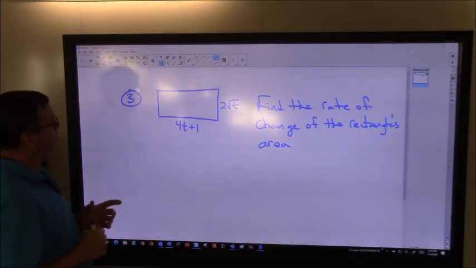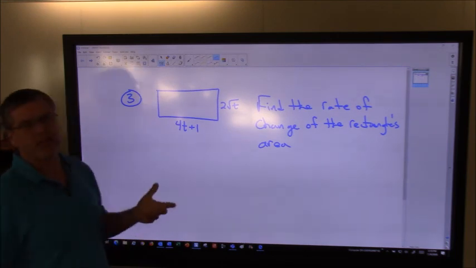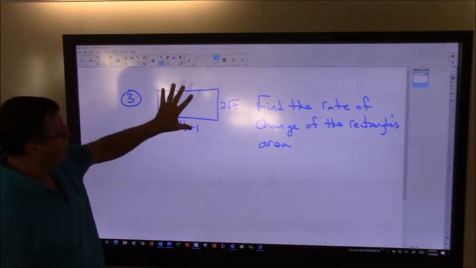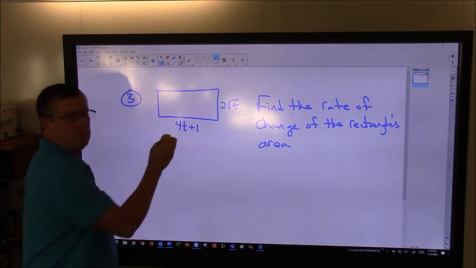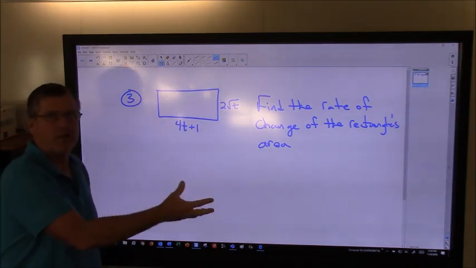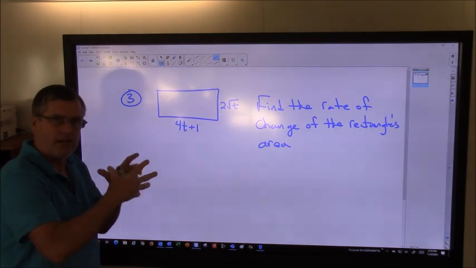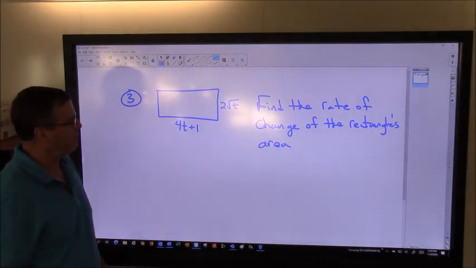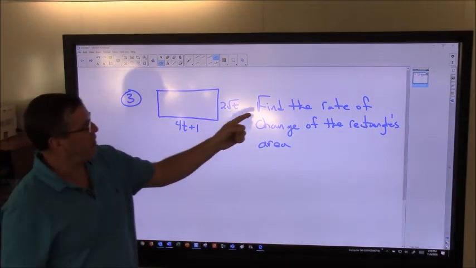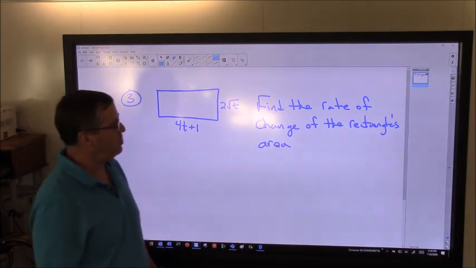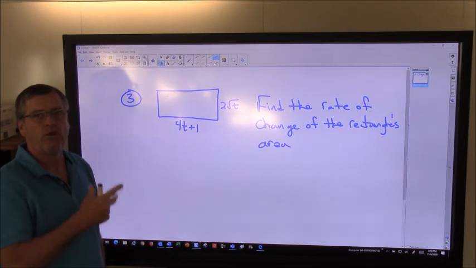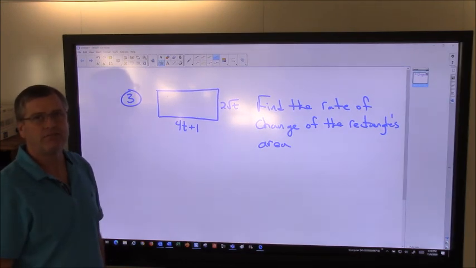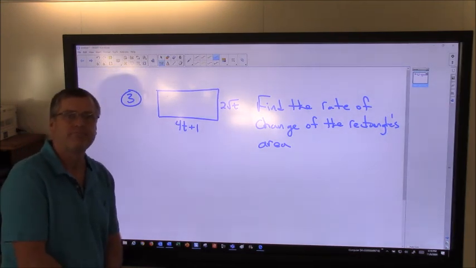All right, so this question is kind of a weird question, but we've got a rectangle, and the length of the sides here is growing with time. So that the size of the rectangle is changing, okay? What they want us to do is find the rate of change of the rectangle's area. Now, what rate is that area changing? You guys go ahead and try it.